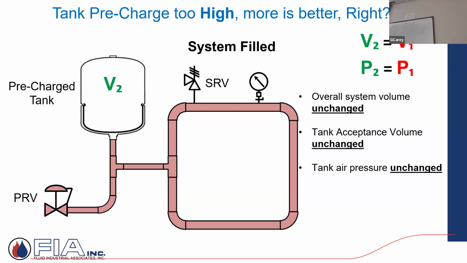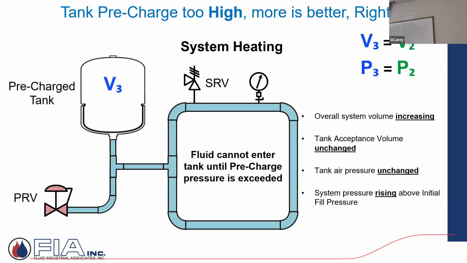So you think, well, everything's good. But now you start to heat the water. It's not full on, but it's starting to heat. But that expanding volume can't enter the tank until the pre-charge pressure is exceeded. So as I'm starting to heat up and I'm starting to fill, I can't get in here until this pressure here is greater than that pre-charge, that I overcharged to cheat, like I'm going to beat the system.